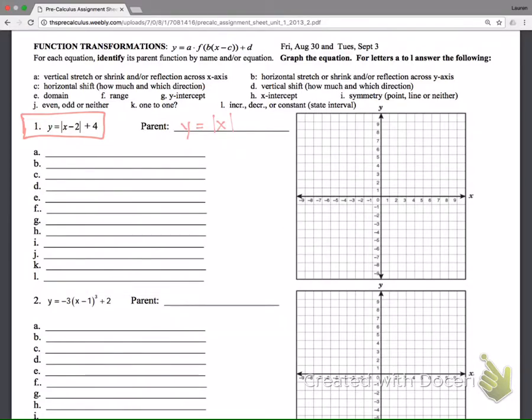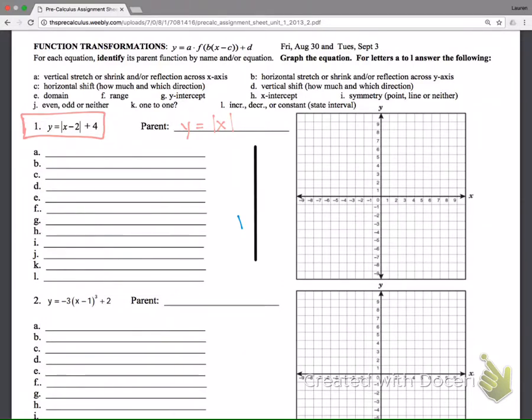In order to do transformations, we usually like to have tables of values. If you do not have tables of values for parent functions memorized, it is not a problem. Most of us know how to plug in numbers, right? Make it easy on yourself. If I was to find some points for the absolute value parent function, what x's could I plug in? Let's just pick 3 x's to plug in. What are some good ones to plug in? 1. What else? 2. Okay.